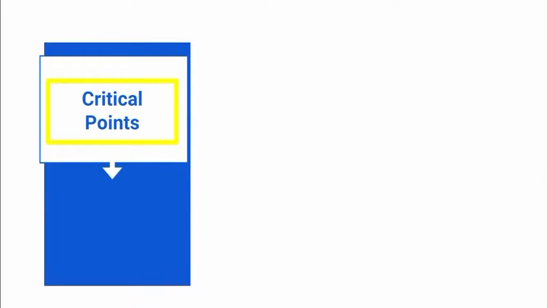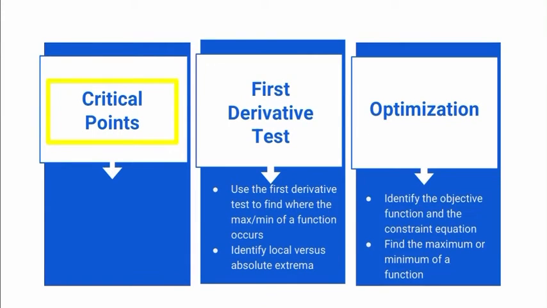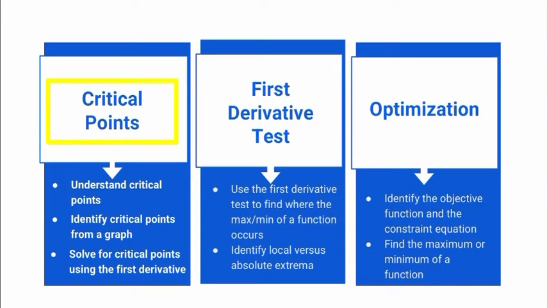This video is the first in a three-part series about critical points, the first derivative test, and optimization. It's important to understand what critical points are, know how to identify them from a graph, and know how to solve for them using the first derivative. This will prepare you to use the first derivative test, which will allow you to solve optimization word problems.